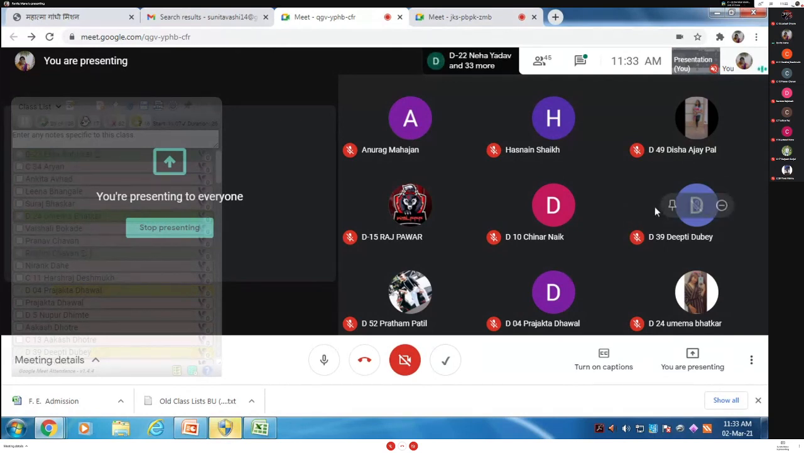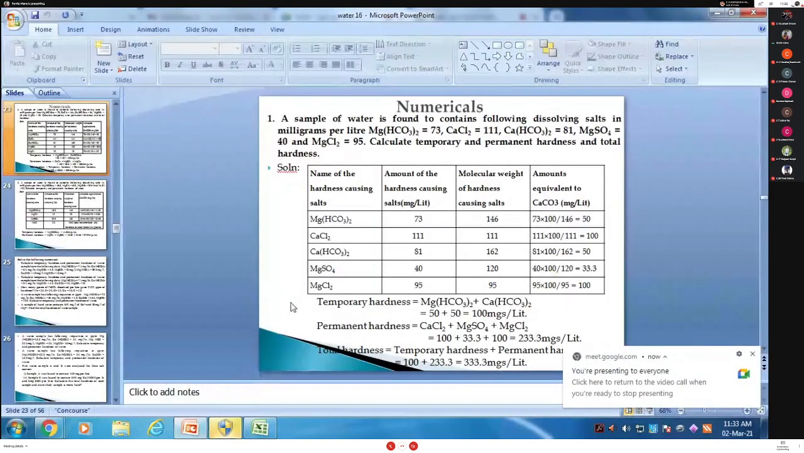I will give you. First problem. Tell me the temporary hardness and permanent hardness and total hardness of water sample. Anurag. How much time? 10 minutes have passed. Solve the problem first.